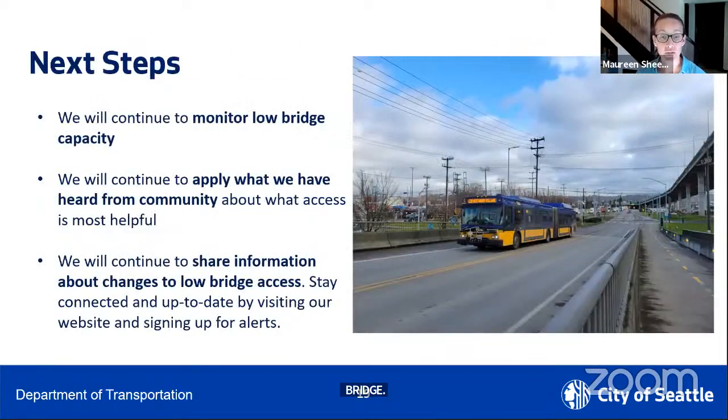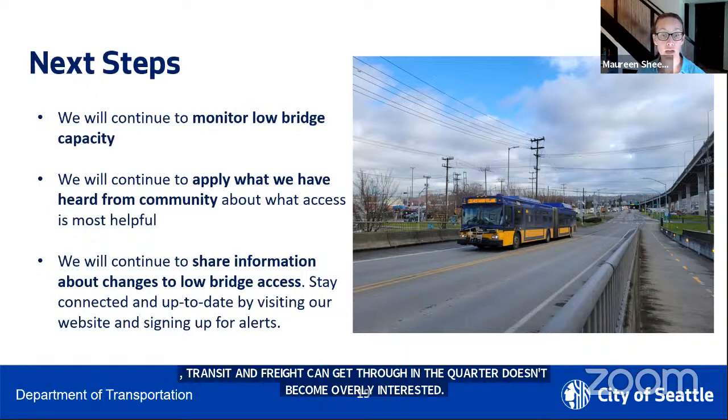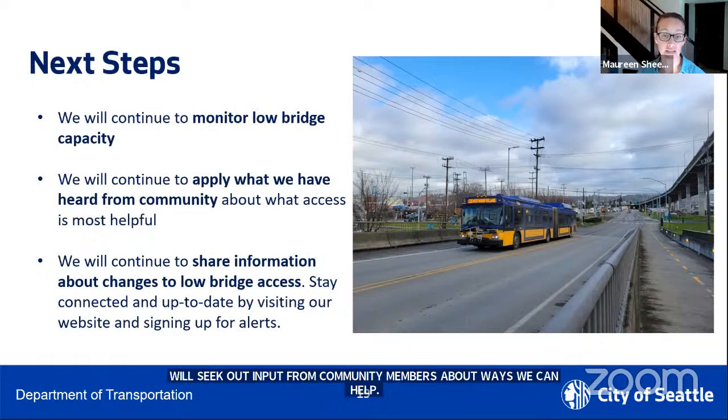So our next steps for the low bridge is we're going to continue to assess how much space there is on the low bridge and look for opportunities for people to use it. It's our intention to maximize the low bridge while also continuing to make sure that emergency vehicles, including ambulances, transit and freight can get through and the corridor doesn't become overly congested. We'll continue to seek out input from community members about ways we can help. And again, we don't want anyone to receive citations, so please stay up to date on changes regarding the low bridge.